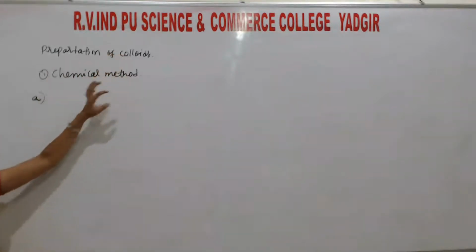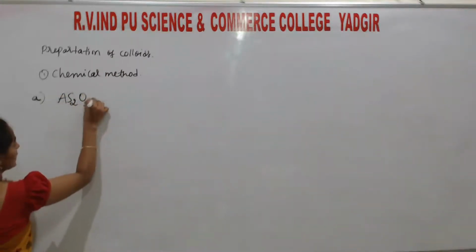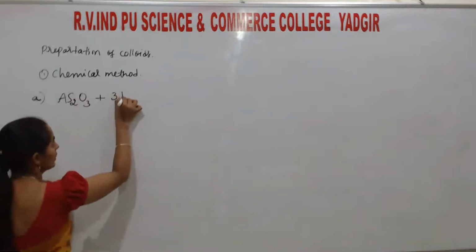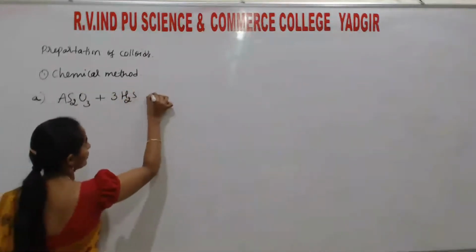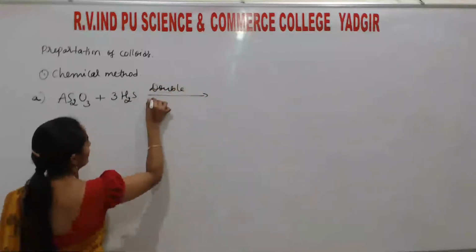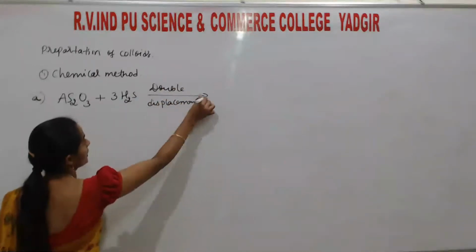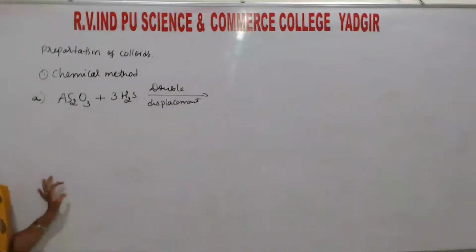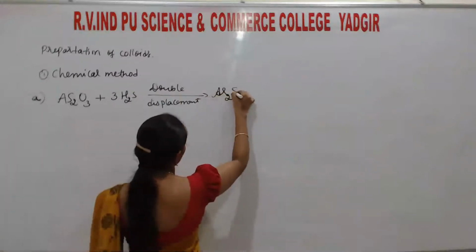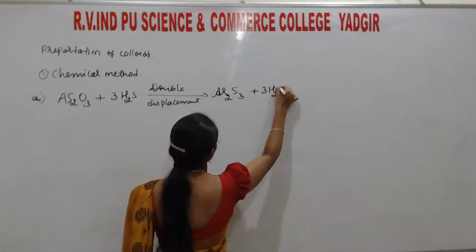Okay, so in that, the first one is arsenic oxide, As2O3, reacts with H2S, undergoes double displacement. Undergoes double displacement means two times it displaces, forms As2S3 plus 3H2O.